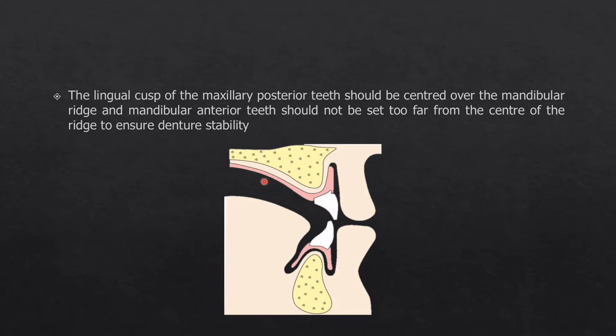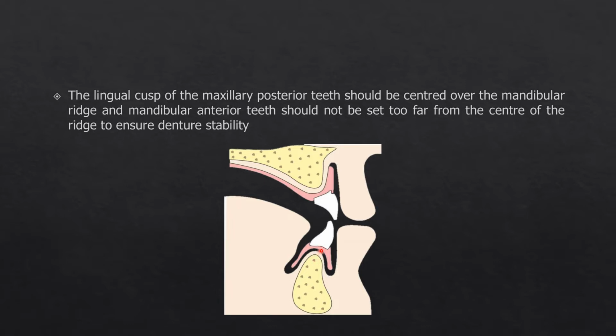So this is how the anterior ridge relationship, or the anterior teeth positioning of the maxillary and mandibular teeth on a complete denture, is seen in the edentulous. Now the lingual cusp of the maxillary posterior teeth should be centered over the mandibular ridge, and the mandibular anterior teeth should not be set too far from the center of the ridge. So if this is the center of a resorbed mandibular ridge, the mandibular anterior teeth will be at or just level to the crest of the mandibular anterior ridge.